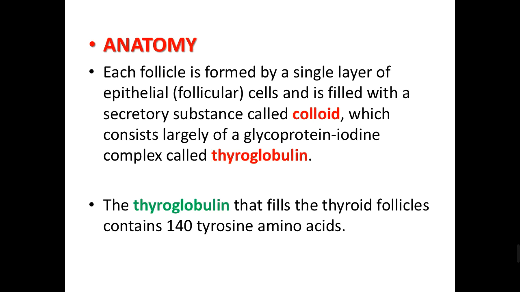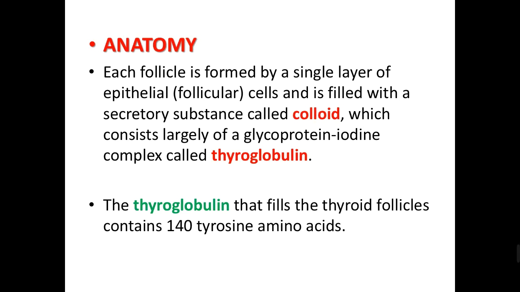Anatomically, each follicle is formed by a single layer of epithelial or follicular cells and is filled with a secretory substance called colloid. The colloid consists largely of glycoprotein iodine complex called thyroglobulin. So, thyroglobulin is composed of glycoprotein which is complex to iodine, forming thyroglobulin.